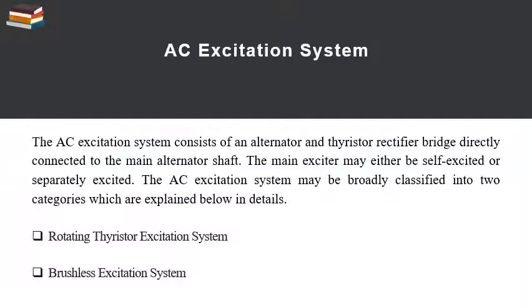The AC excitation system may be broadly classified into two categories, which are number 1, rotating thyristor excitation system, and number 2, brushless excitation system.